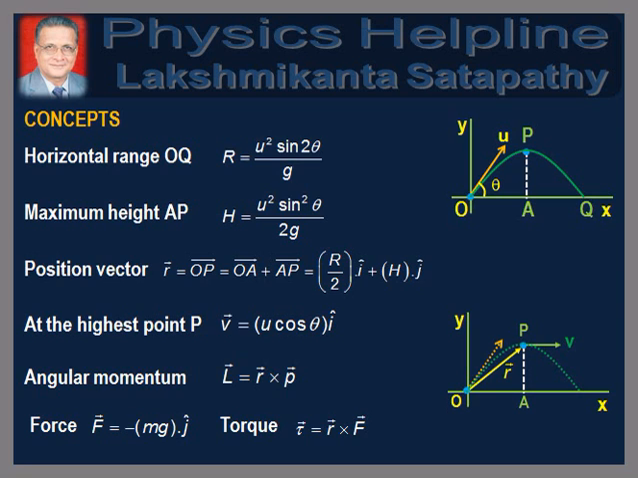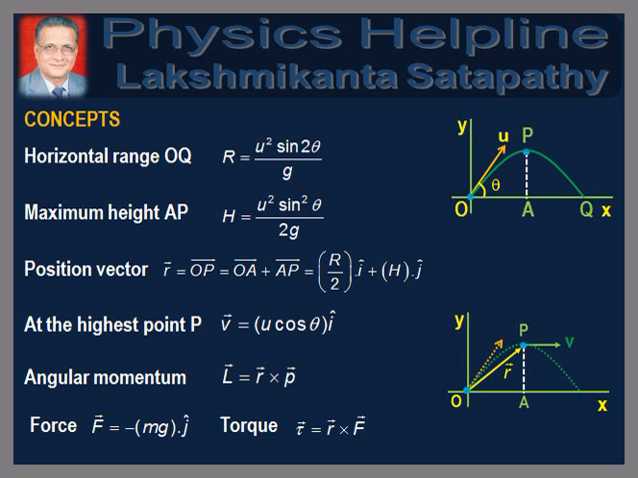Consider the path of a particle of mass m projected from O with speed u making angle theta with horizontal as shown in the figure. Let us recall the expressions for its horizontal range and maximum height, which are given by R is equal to u square sine 2 theta divided by g and H is equal to u square sine square theta divided by 2g.